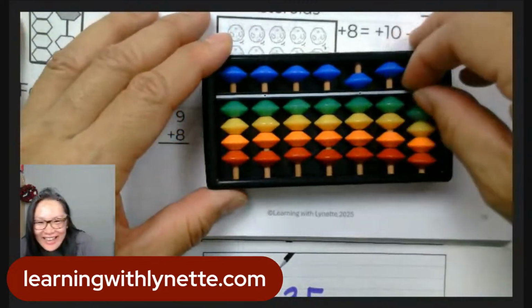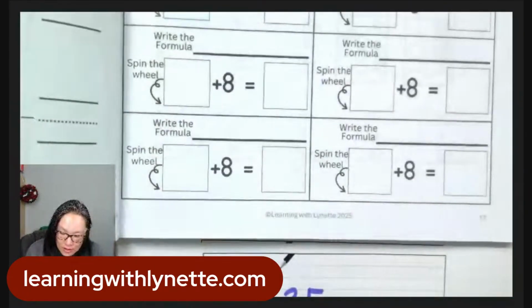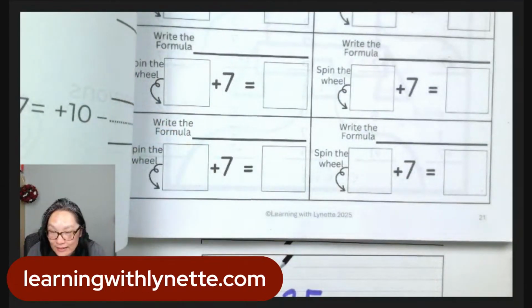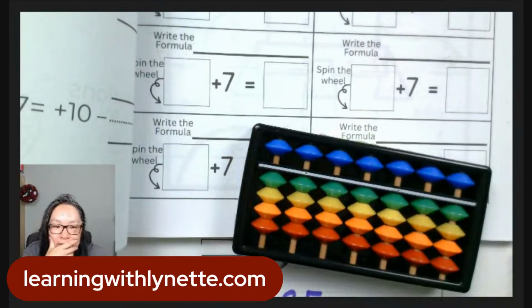All right, how are we doing? Do we want to do plus sevens or do we want to do minus tens? It's the same thing, minus the 10. They call it grouping and regrouping.